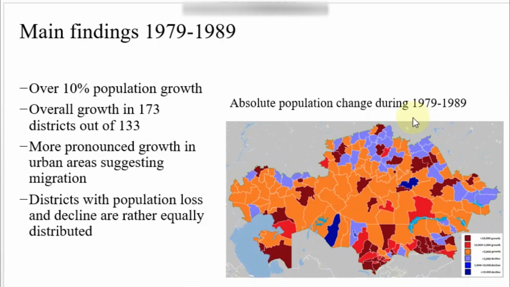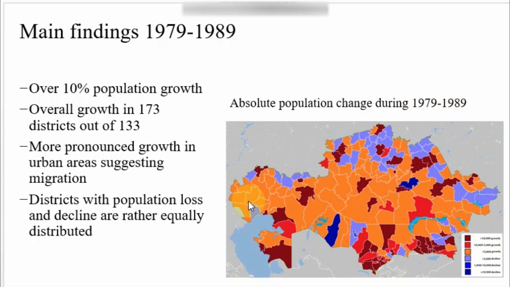Here we have data for 1979 to 1989, so this is the last decade of the existence of the USSR. As we can see here, there's population growth overall, about 10%, which is consistent with the general population growth within the USSR during this period.